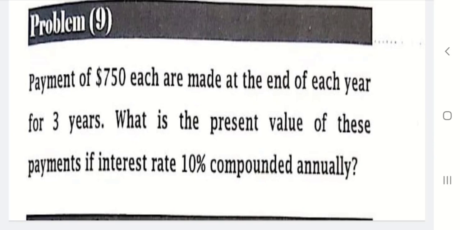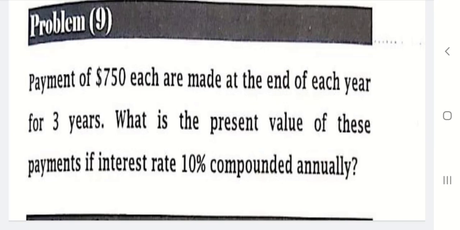Payments of $750 each are made at the end of each year for 3 years. What is the present value of these payments if the interest rate is 10% compounded annually? In this example, R will be equal to 750, and because the payment will be paid every year for 3 years, there are 3 annuities. We now need to get the present value of these annuities. We will start with J.